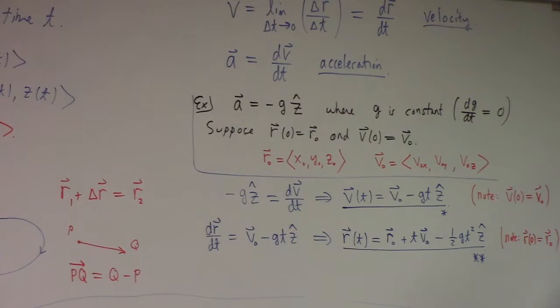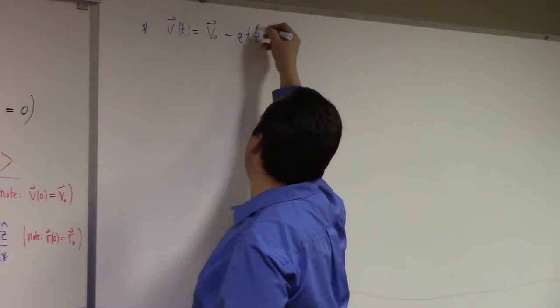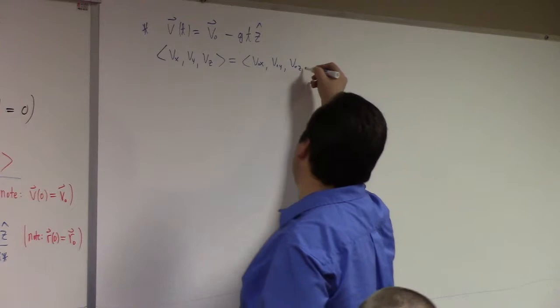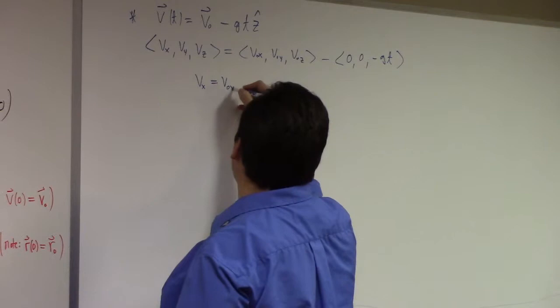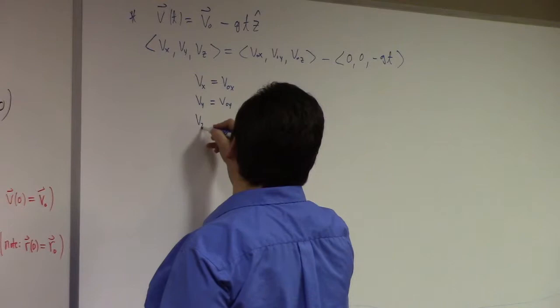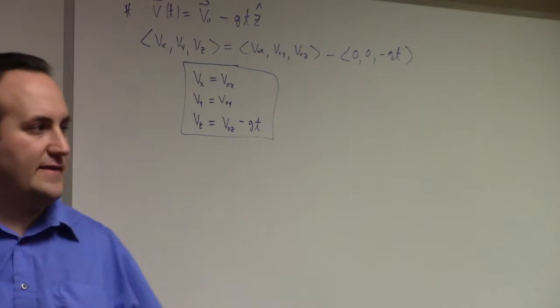So we got v of t is equal to v naught minus g t z hat. All right. But what is this? This is (vx, vy, vz) equals (v naught x, v naught y, v naught z) minus (0, 0, g t). So that single star equation has within it these three equations. vx is equal to v naught x. That's it. vy is equal to v naught y. Okay, exciting. vz is equal to v naught z minus g t. So these three scalar equations are all hidden inside that first star equation, right? So that's one difference. Yeah, it looks the same, but there's a lot hidden here.